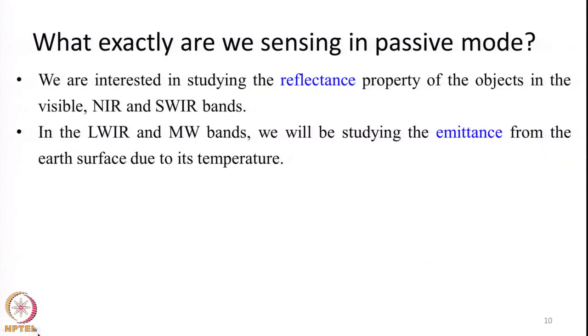Transmittance will be 0. So what exactly are we sensing in remote sensing, especially in passive mode? When we do remote sensing in passive mode, in wavelengths less than 3 micrometers, we are interested in studying the reflectance property of various earth surface features, how an object reflects. That is what we will get actually. Whereas if we do passive remote sensing in wavelengths between 8 to 14 micrometers, the long wave infrared portion, we will be studying how much earth's features are emitting by virtue of their temperature. So in shorter wavelengths, we study reflectance properties of objects, and in longer wavelengths, the long wave infrared region, 8 to 14 micrometers, we study the emittance property, or how much energy is being emitted by objects.